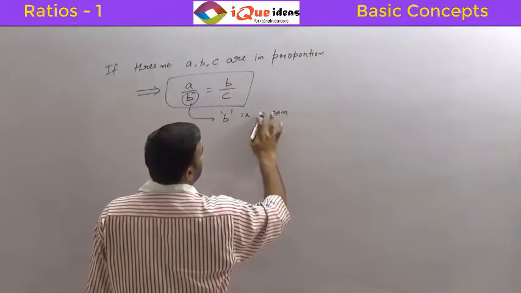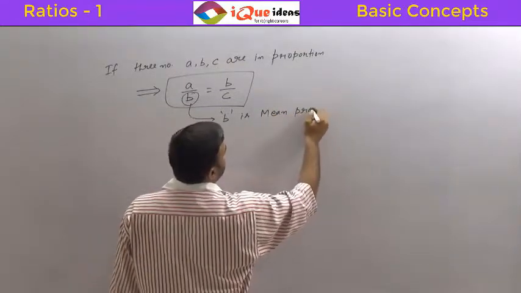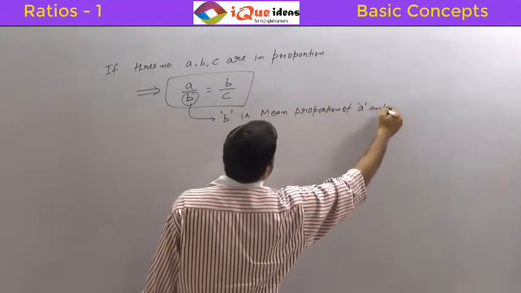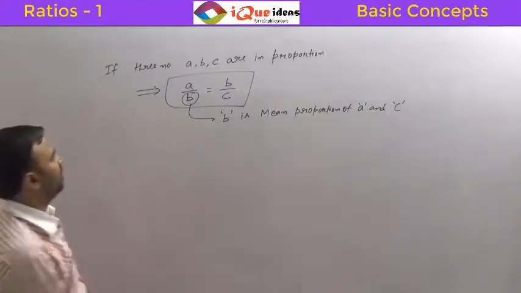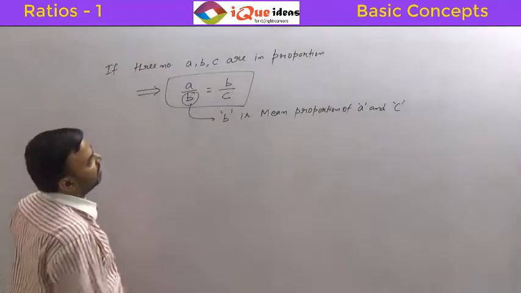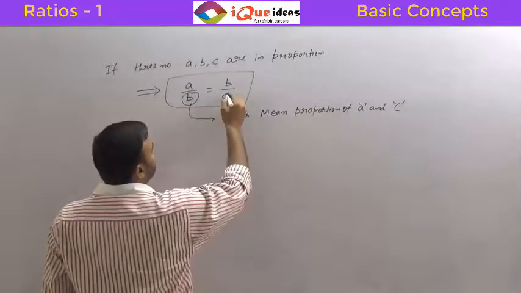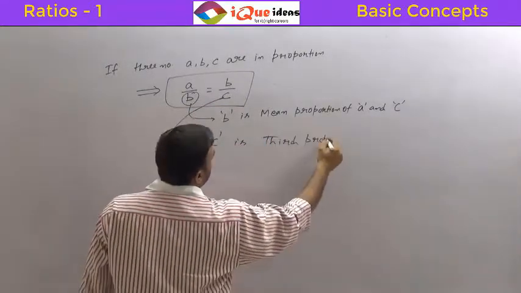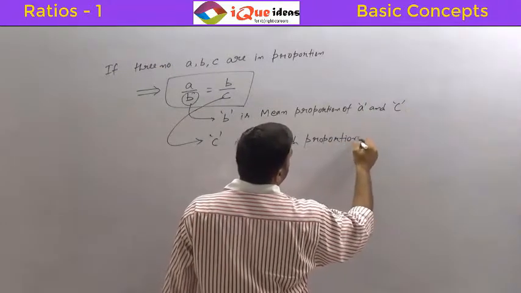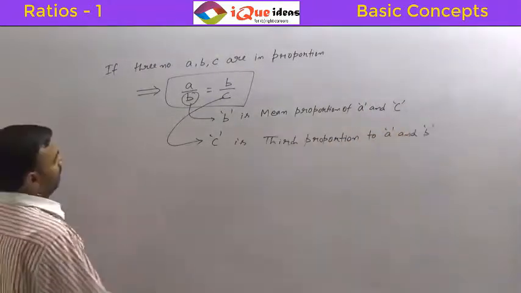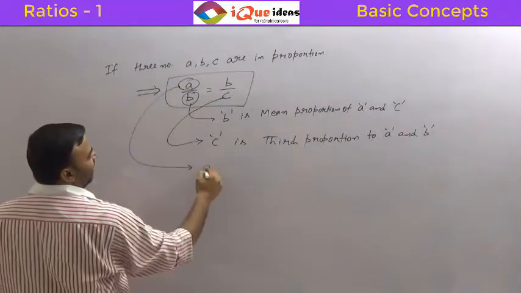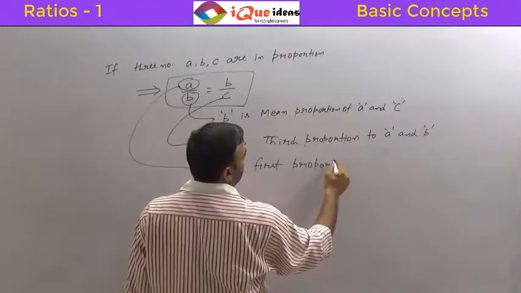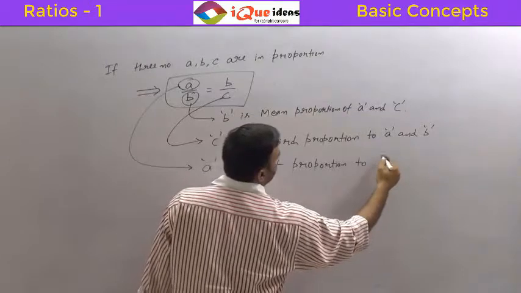It is the name of that quantity, so don't worry much. Mean proportion of A and C. Right? So the middle number, or the number which is there in between, will be called mean proportion of the numbers at the end. Similarly, this C is third proportion. When I say third proportion, it will mean third proportion to A and B. Obviously, if you wish, you can say that this A is first proportion to B and C. Okay.